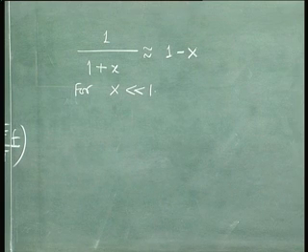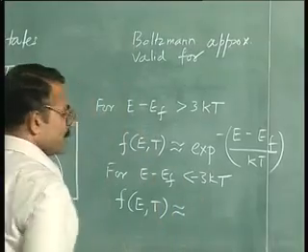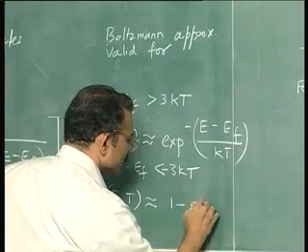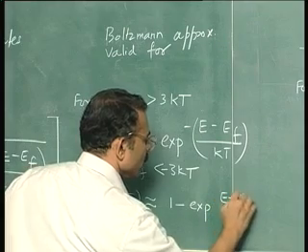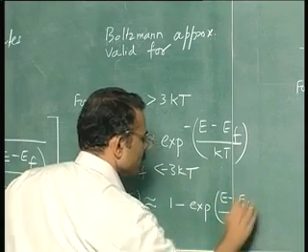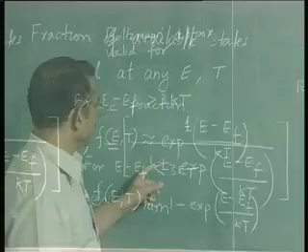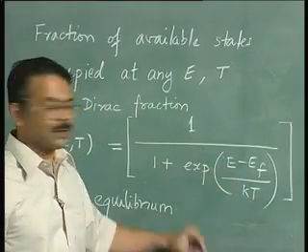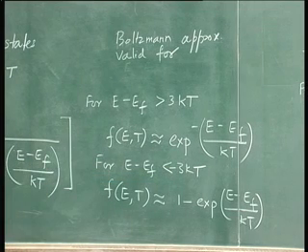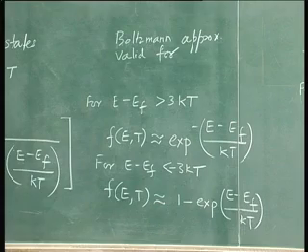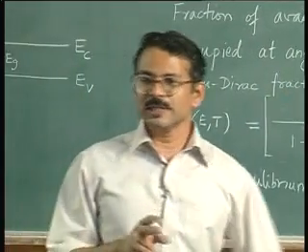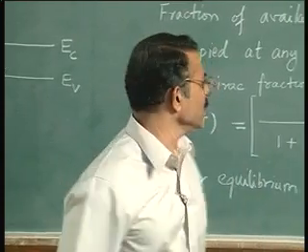So using the same approximation we can write f(E,T) is approximately equal to 1 minus exponential of (E minus EF) by KT, that is 1 minus this same x, where E minus EF is less than minus 3 times KT, that is important. If you want to compare the Fermi-Dirac function and the Boltzmann function, this is called the Boltzmann distribution function.